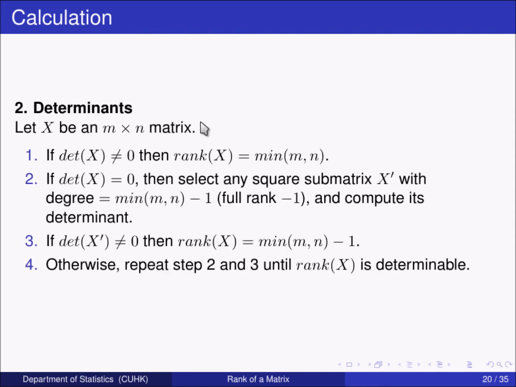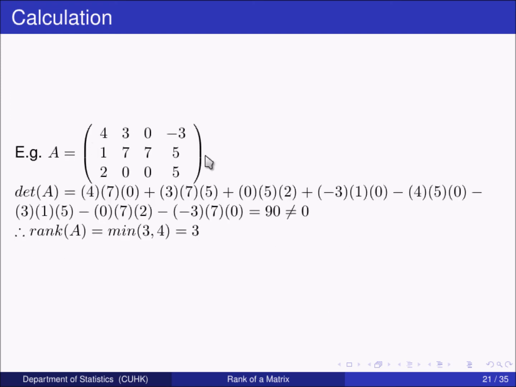The second way is by determinants. A non-zero determinant implies that the matrix is in full rank. Otherwise, select any square submatrix with 1 degree less and compute the determinant. If the determinant is non-zero this time, the rank will be full rank minus 1. Repeat the process until the rank is determinable. For example, suppose we have this matrix A. The determinant of A is calculated as shown here. We see that it is non-zero. Therefore, the rank of A is 3.